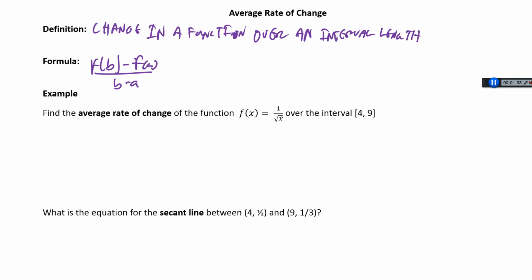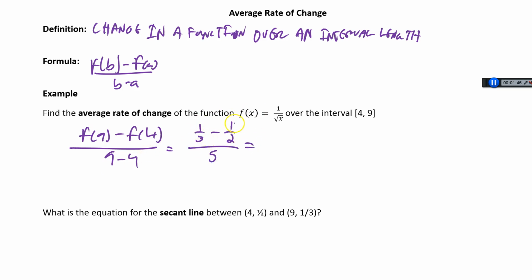It's not too bad. So we're going to do f of 9 minus f of 4 over 9 minus 4. That is 1/3 minus 1/2 divided by 5. This is 3/6, this is 4. This is 2/6, this is 3/6. So we have negative 1/6 divided by 5, which is negative 1 over 30.